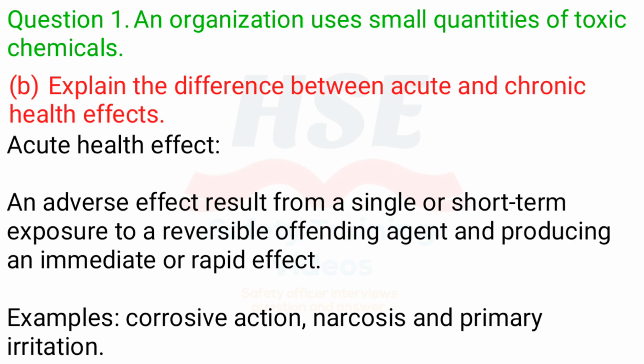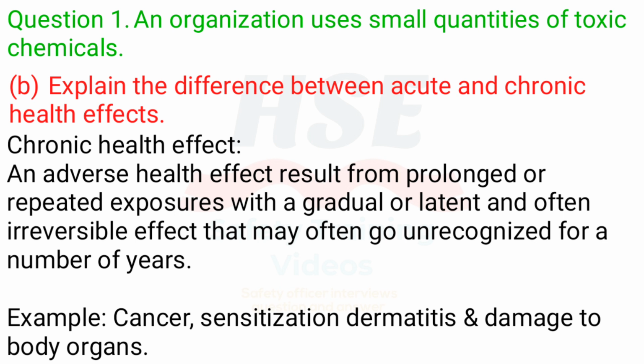B. Explain the difference between acute and chronic health effects. Acute health effect, an adverse effect resulting from a single or short-term exposure to an offending agent, producing an immediate or rapid effect, often reversible. Examples: corrosive action, narcosis and primary irritation. Chronic health effect, an adverse health effect resulting from prolonged or repeated exposures with a gradual or latent and often irreversible effect that may go unrecognized for a number of years. Example: cancer, sensitization, dermatitis and damage to body organs.